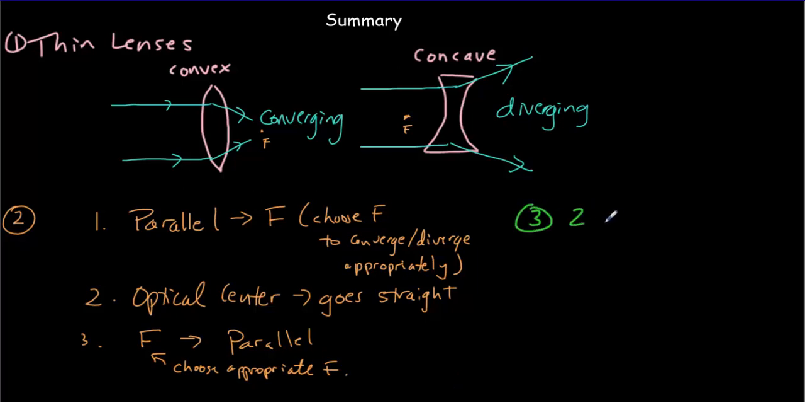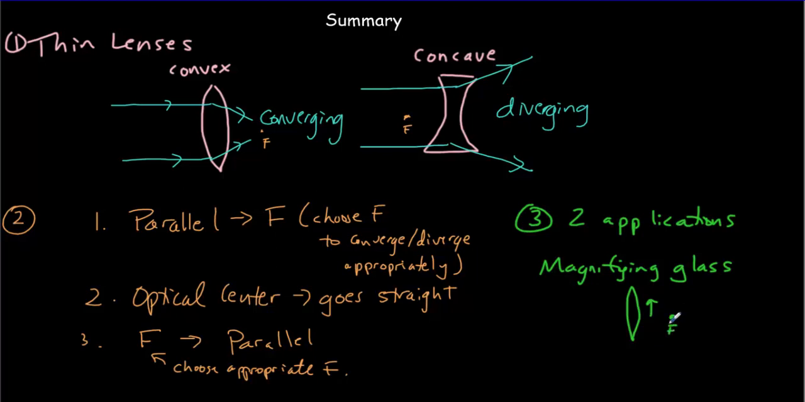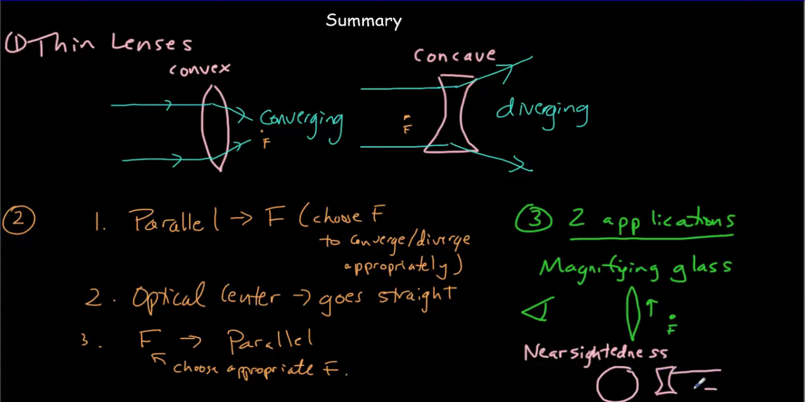And thirdly, we had two applications that we looked at. One was for a magnifying glass. And keep in mind for the magnifying glass, it's a convex lens and you've got the object in front of the focal point there. And your eyeball would be over here. And the second application that we looked at was nearsightedness. And in that case, we used a diverging lens in front of the eyeball that would bring the rays out a little bit so that they could be focused by the lens in the eyeball, and we get an image point right on the retina.